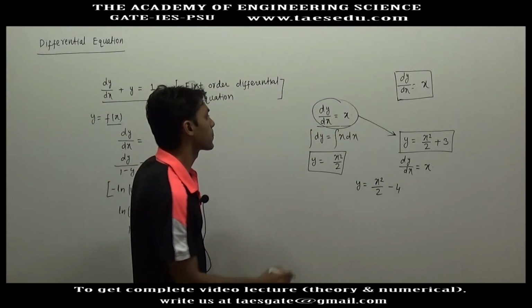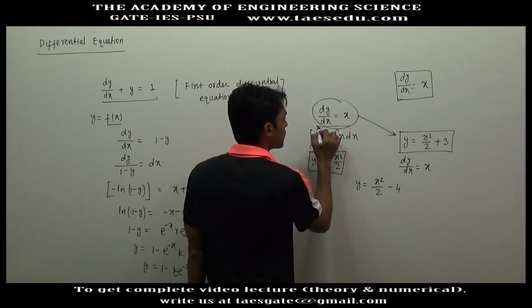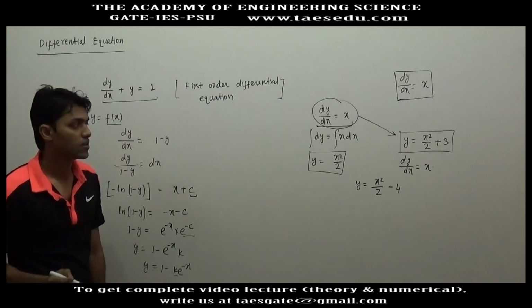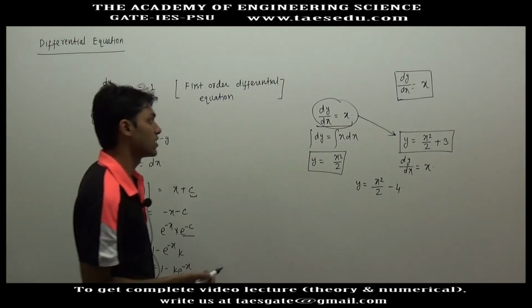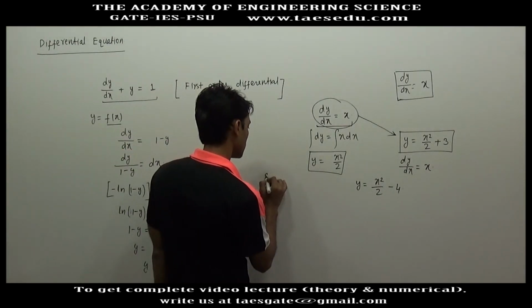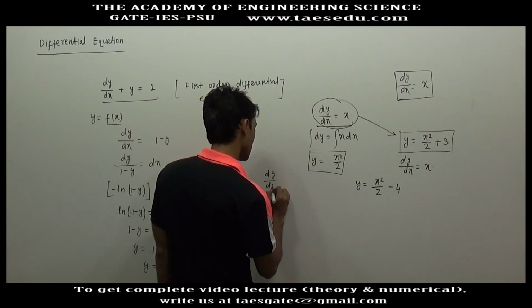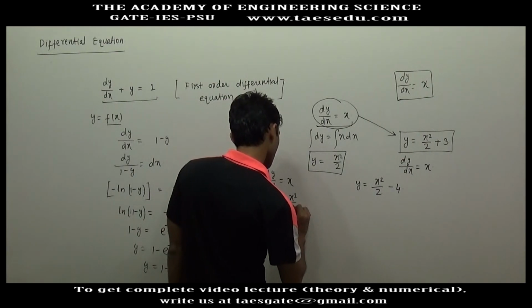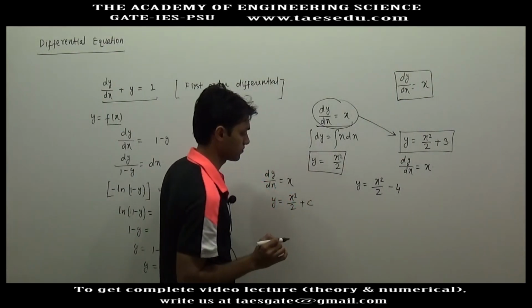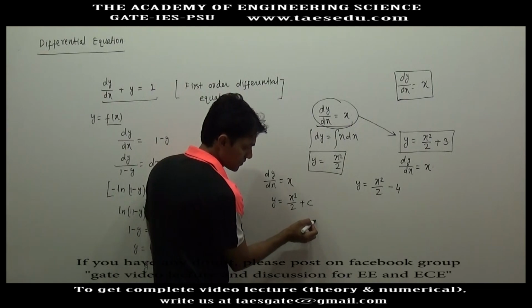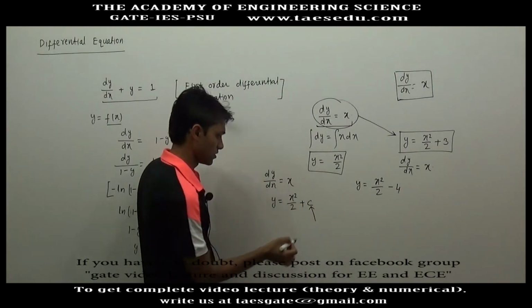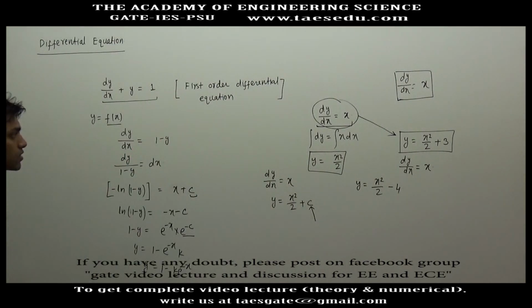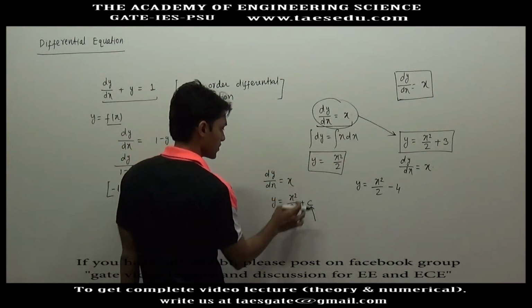So what we will say? We will say we don't have a unique solution for this differential equation. Instead, we have a set of solutions. And what will be that set of solutions? For dy by dx equal to x, y will be equal to x square by 2 plus a constant. Because if we take any value for this constant and differentiate y, we get x. So the solution of this differential equation is this.